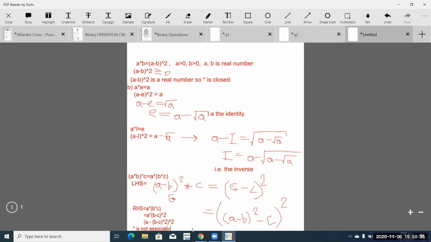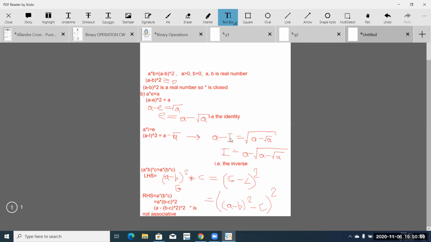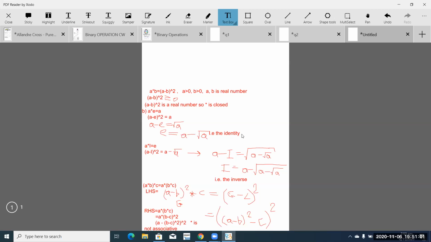All right, that's good. So star is not associative. That's what we can conclude. All right, that's question 3.